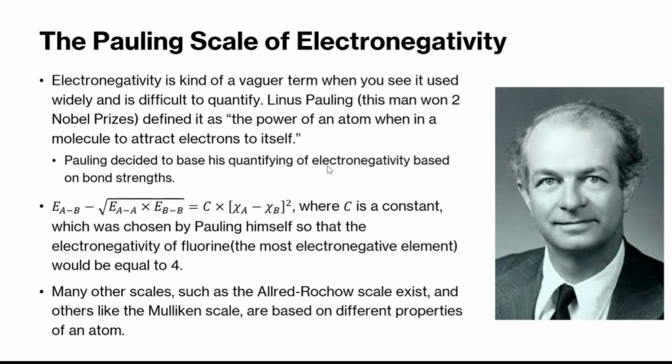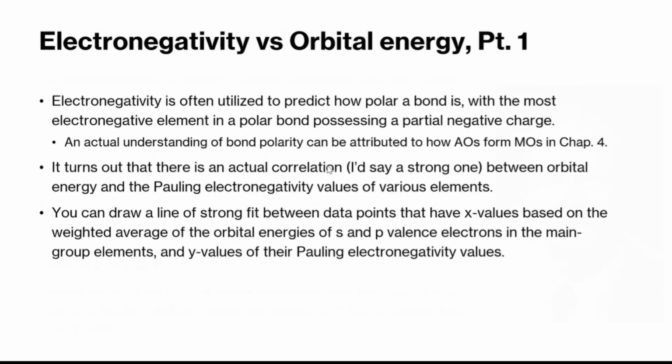So, using that Pauling electronegativity scale, this man was able to quantify electronegativity across the periodic table. And we use things like electronegativity differences to tell if a bond's polar covalent, nonpolar covalent, or ionic. Now, going away from that Pauling scale of electronegativity, there are many other scales, such as the Allred-Rochow scale and the Mulliken scale, and these are based on different properties of an atom. So, there's going to be somewhat of a correlation between electronegativity and orbital energy.